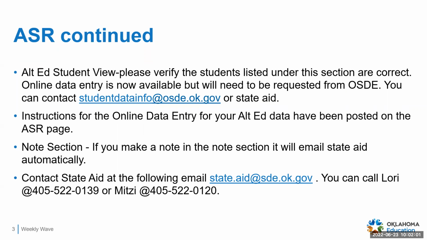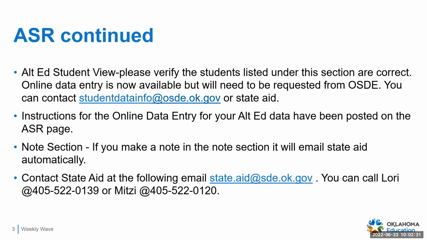For this year, though, we need you to review what's out there. If they're not right, you can go into online data entry. You'll have to contact either the state data info at OSDE or state aid to open this up for you so you can make corrections on your end. The instructions on how to do it are on the ASR under general instructions above, where you can see step by step how to make those corrections.